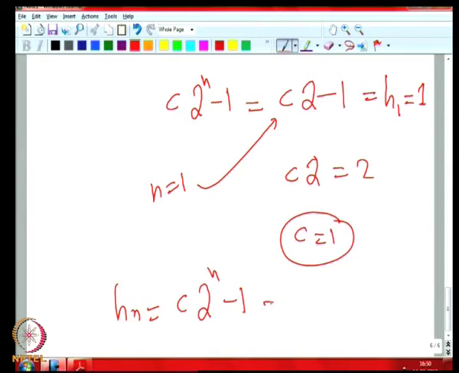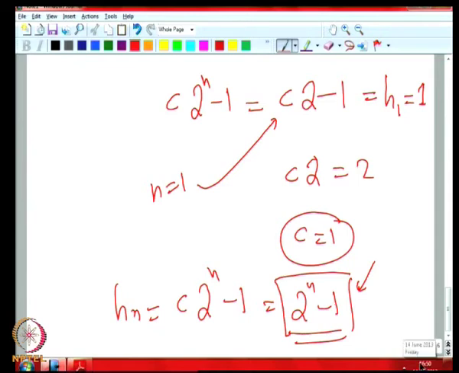Put C equal to 1, that means 2 raised to n minus 1 is indeed the solution for our recurrence relation which satisfies our initial condition. So, this is exactly what we got in the other way also. We elaborately described it to explain the methodology. There are 3 steps in it.